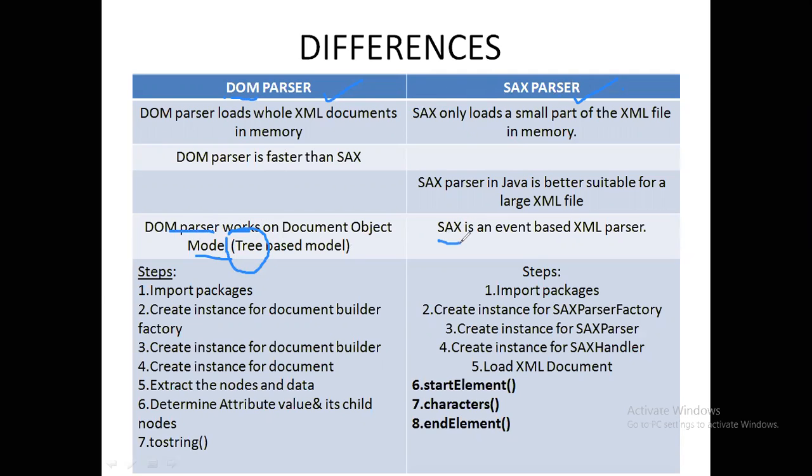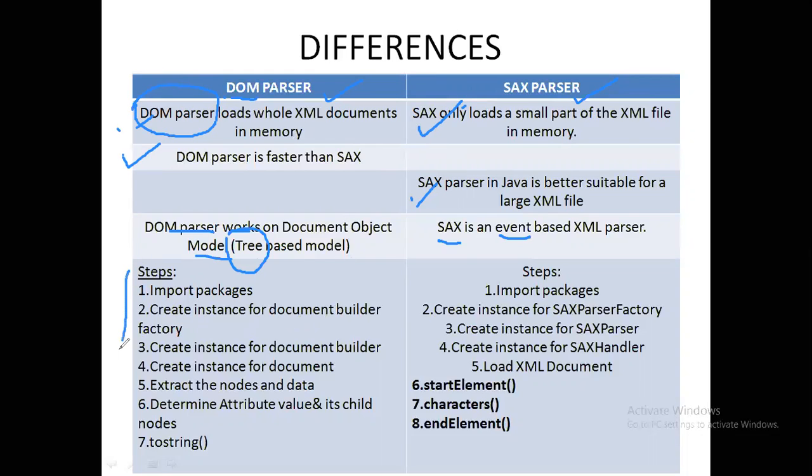SAX is the simple API for XML processing. It is based on the event. DOM parser loads the whole XML document into memory, whereas the SAX parser loads part of the XML file in memory. We can say DOM parser is faster than SAX. SAX parser in Java is better suited for large XML documents. We can say DOM parser is suitable for smaller files.